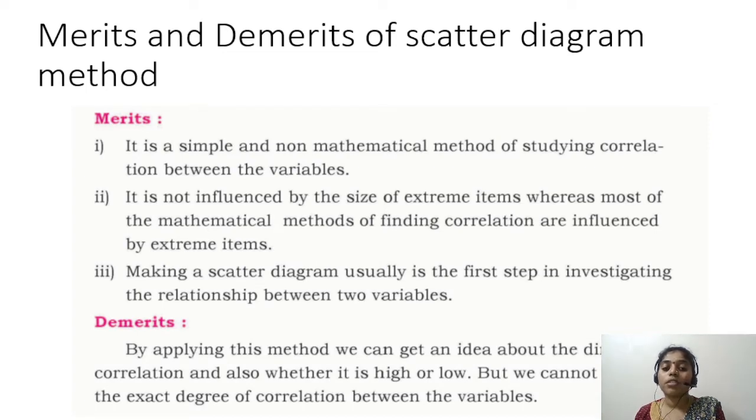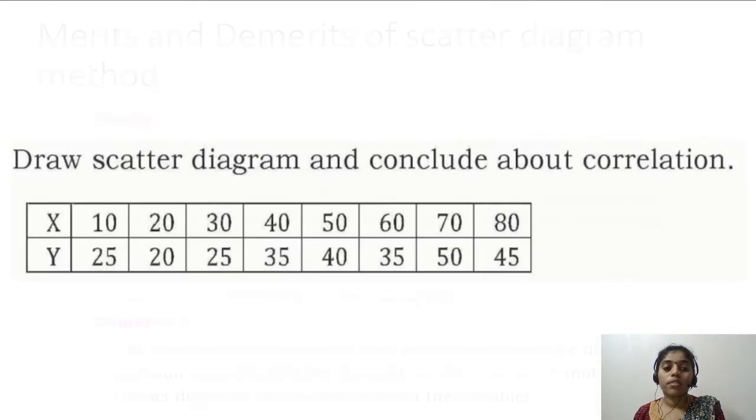Next are the demerits. By applying this method, we can get an idea about the direction of the correlation and also whether it is high or low, but we can't estimate the exact degree of correlation between the variables. In this scatter diagram, we can find the direction of the correlation between x and y, but we can't exactly estimate the degree of correlation. Therefore, we will move on to the next method.